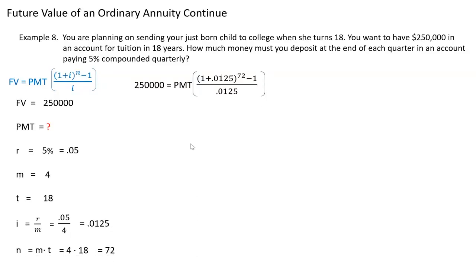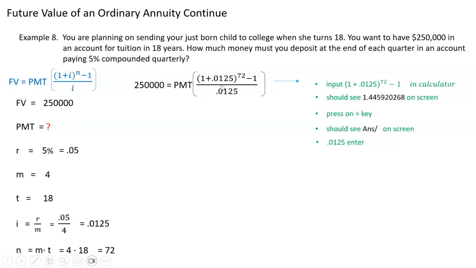But here, guys, I'm going to show you with a steady flow, like I've been showing you. So we're going to enter the numerator in your calculator: parentheses 1 plus 0.0125, close parentheses, to the power of 72 minus 1. So this is what you should see on the screen, 1.4459202268. Then you're going to hit the division key, then you're going to enter the 0.0125. After you do that, this is what you should see on your screen.